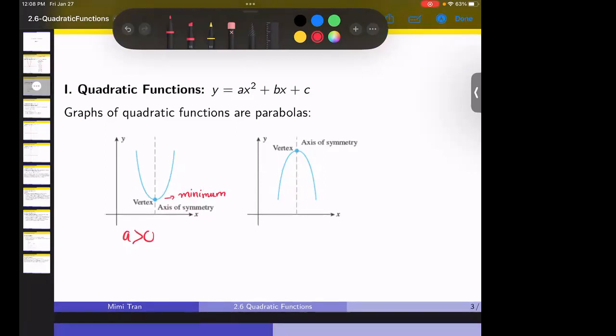The axis of symmetry, because it's symmetric about a vertical line, cuts the graph into equal halves. That dashed line that you never see on the graphing calculator, because it's not supposed to be there, is called the axis of symmetry. Is it vertical, so x equals or y equals?